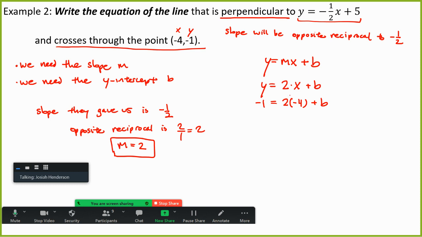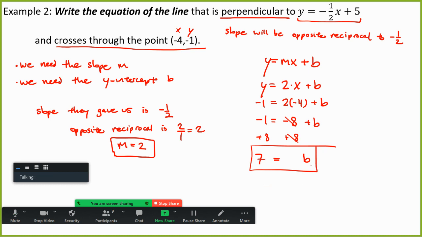So simplify and solve for b. We want to basically get b all alone in this equation. So you're going to multiply 2 times -4, -8. Now, clear that -8 out away from b. We're going to add +8 to both sides. -8 plus 8 cancels, right? -1 plus 8 is +7. And there's our b. Now we just put it all together to write the equation. Y equals mx plus b, but our m is 2 and our b is 7.